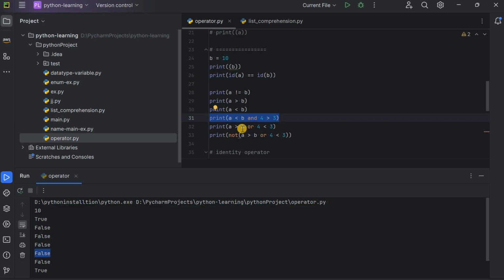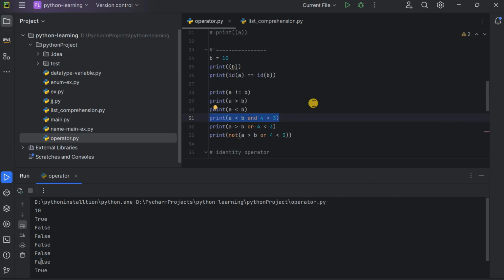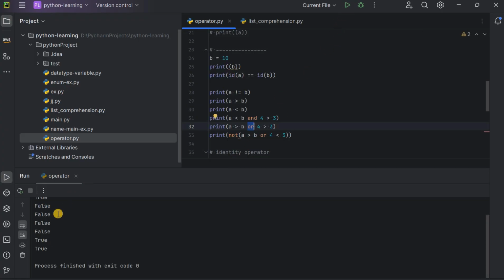A greater than B is false, or 4 less than 3 is also false, so this is false. If we make one true, that comes under the OR operator. If one condition is true, then the answer will be true. If both are false, then it is false. A greater than B, no, that is false, or 4 greater than 3, yes, that is true.